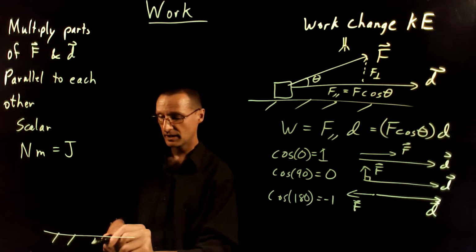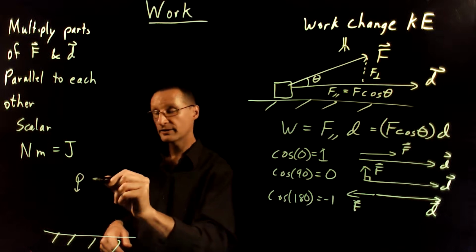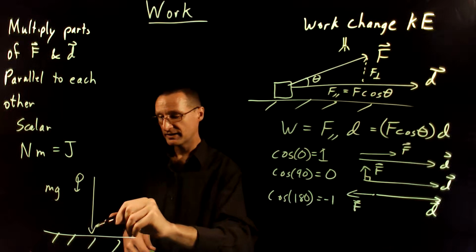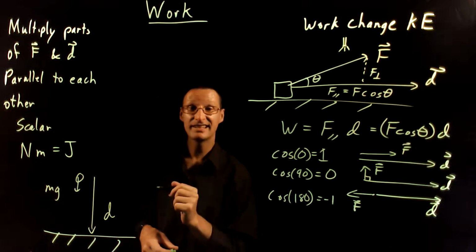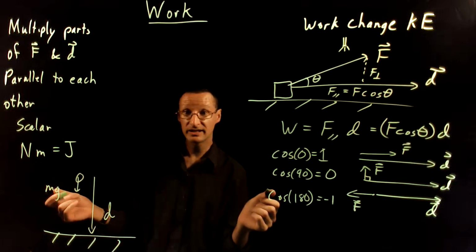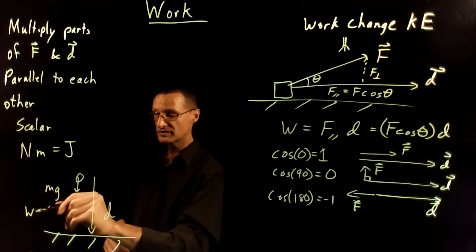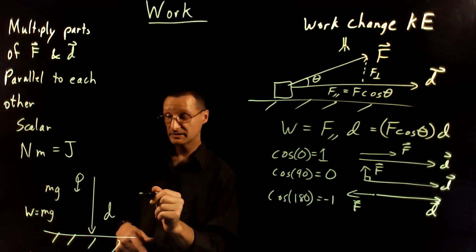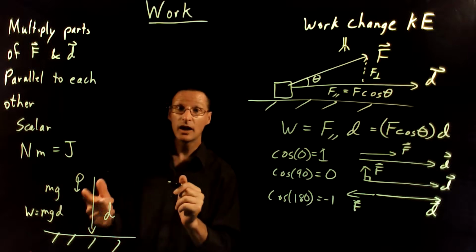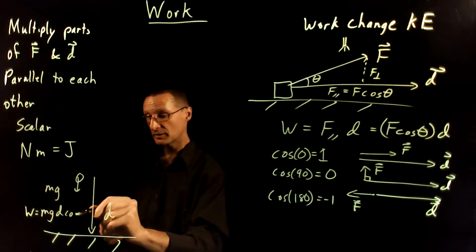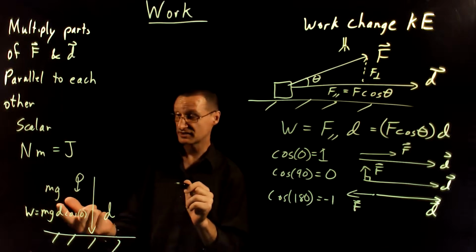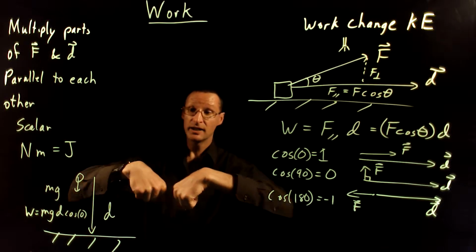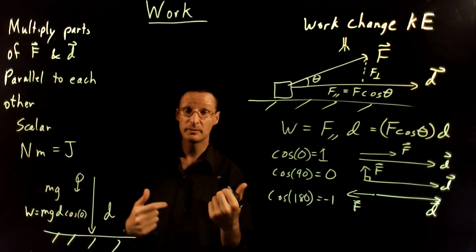Okay, so let's think about how to use this just briefly in a very simple example. Imagine you have a ball that is only under the influence of gravity, so the only force on it is mg, and it falls and the displacement is a distance d down to the ground. How would I compute the work in this case? Well, the work done would just be the force, that's mg, times the displacement, that's d, times the cosine of the angle between them. But the angle between them is 0, so this is just going to be mgd. And these are completely parallel to each other, so the work done here is going to be positive.